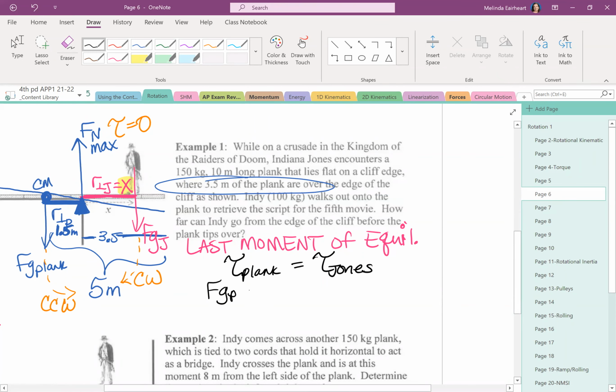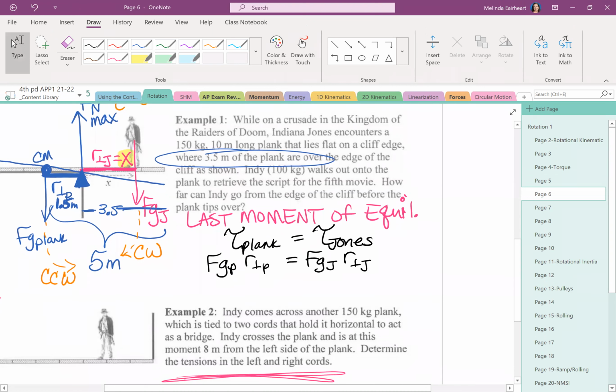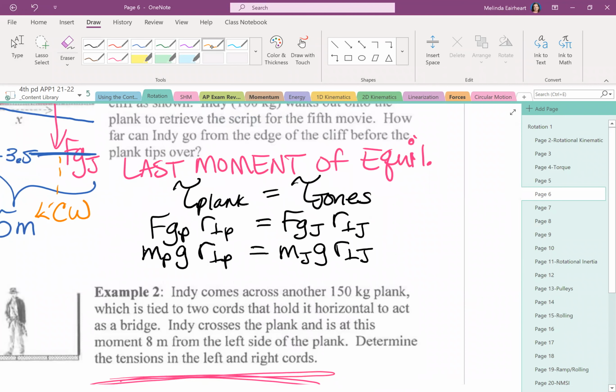FG Planck times lever arm Planck equals FG Jones times lever arm Jones. And you don't have to, but if I take it one more step, variable: mass of the Planck times gravity times the lever arm equals mass of Jones times gravity. If you take it this far variable wise, what do you notice can happen? G on the left, G on the right. You could cancel G. Everybody's in terms of mass.